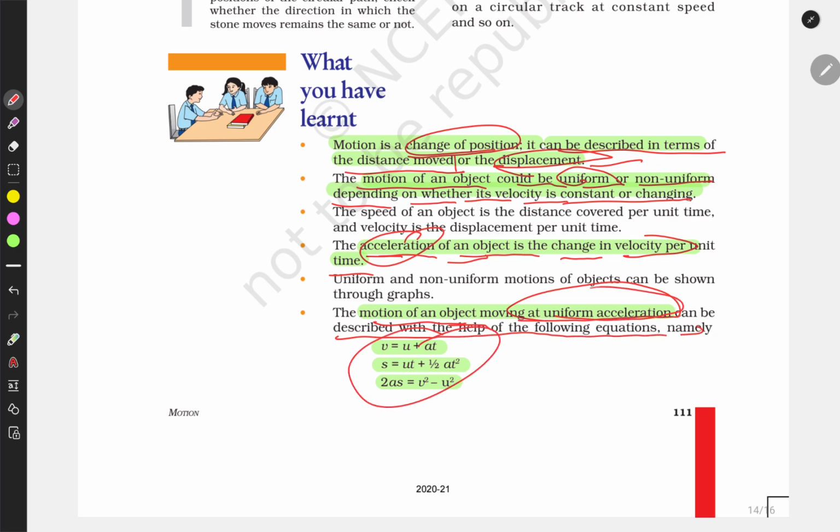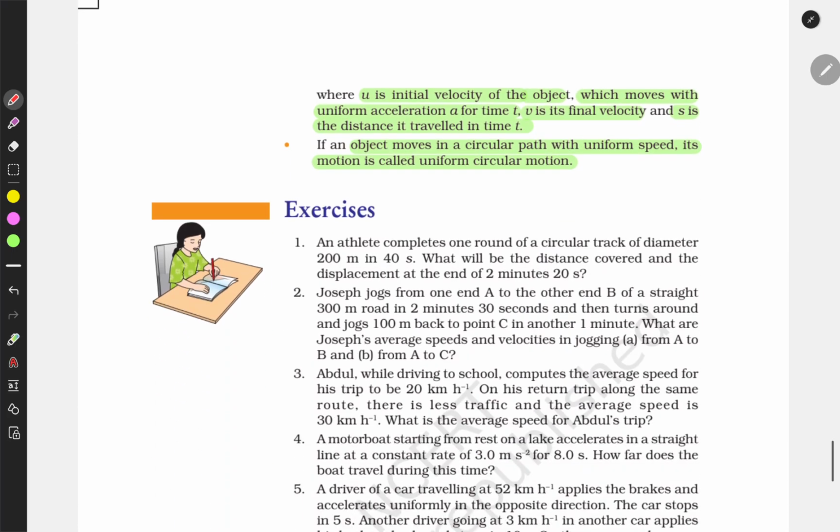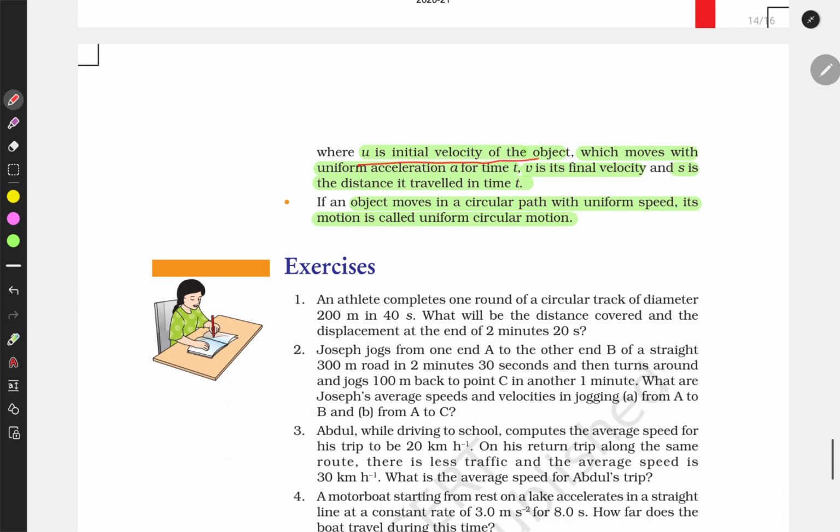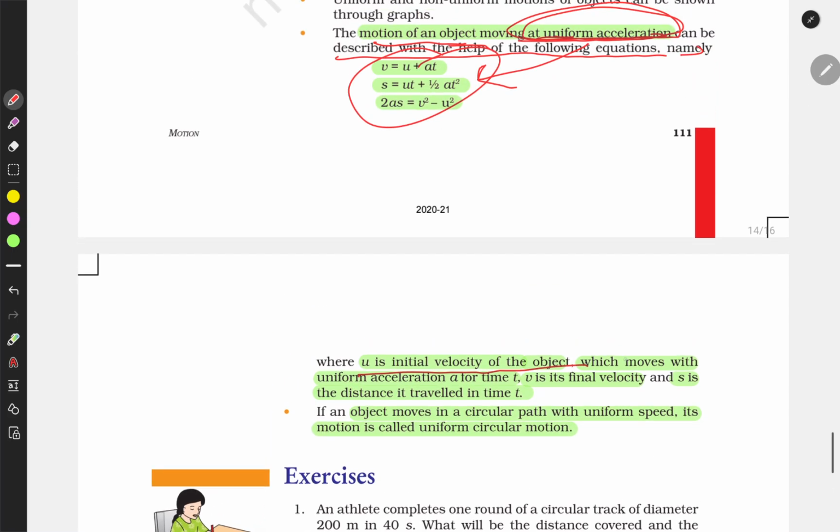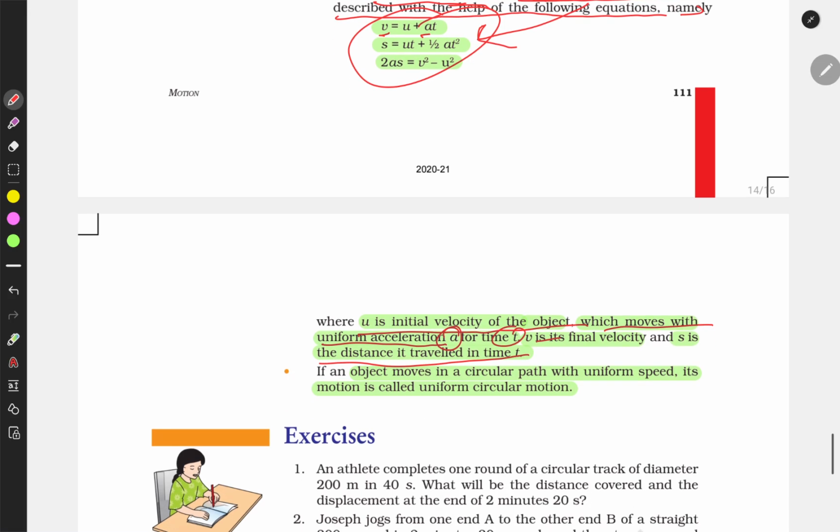These are only for uniform acceleration. u is the initial velocity of the object which moves with the uniform acceleration, a is the acceleration, t is the time taken, and v is the final velocity. If an object moves in a circular path with a uniform speed, its motion is called uniform circular motion.